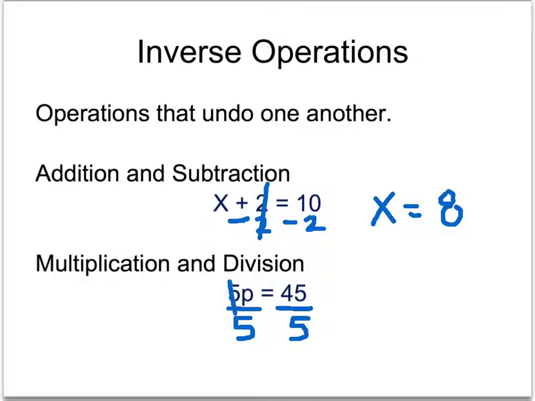After doing so, these would cancel to become a 1, or just a p, is what would be left on the left, and that would equal 45 divided by 5, which is 9. So we know that p equals 9 is the solution to that equation. Let's take a look at a couple more examples.